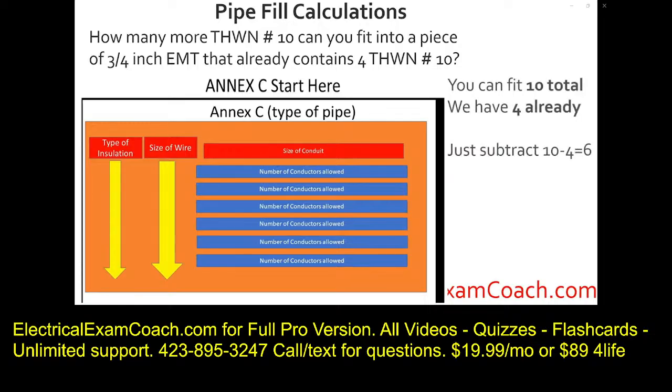And we find out that we can fit 10 originally, but our question states that we already have 4 of them in the pipe. So all we have to do is do a little 3rd grade math. We take 10 minus 4 equals 6, and we find out that we can fit 6 more inside of this conduit. Great job!